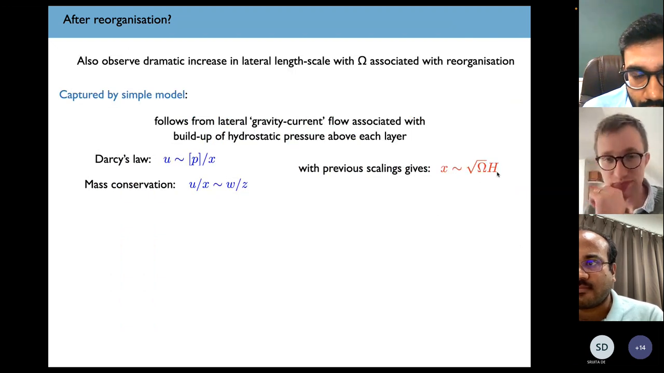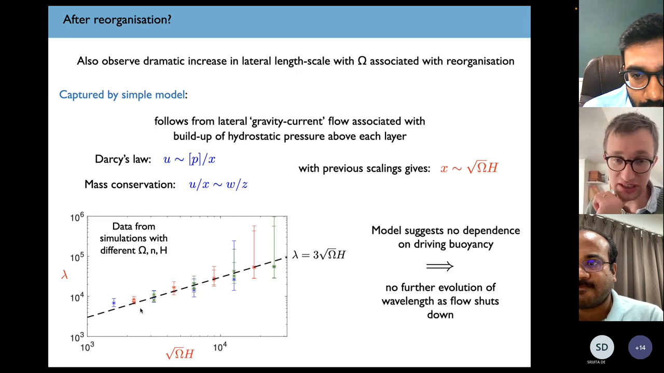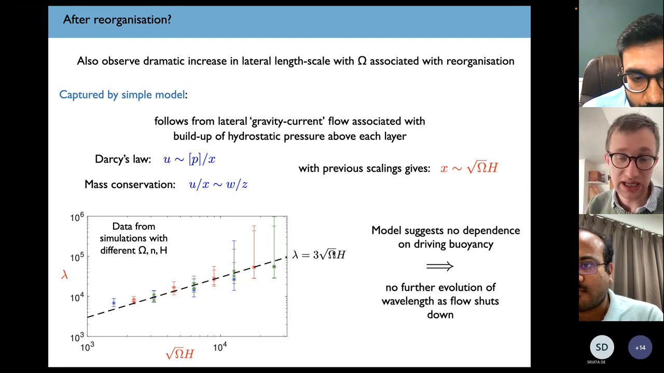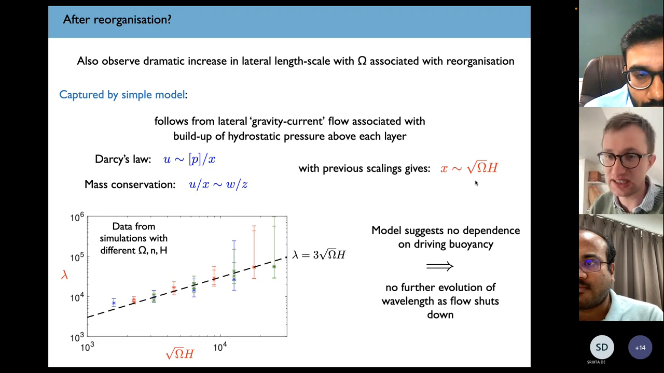Looks like root omega h. And that actually also turns out to be pretty good. These simulations are very expensive because there are very fine scales as well as much larger scales. So there's some ambiguity for large values of lambda, but that looks like a pretty good prediction too. So it seems like you can also understand what's driving this length scale increasing enormously as omega gets bigger.